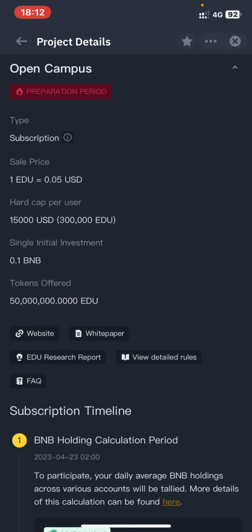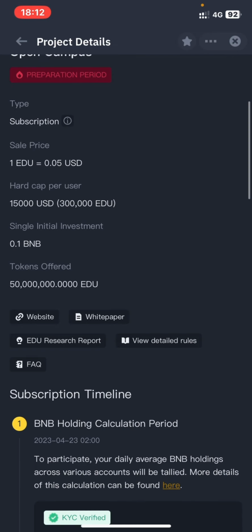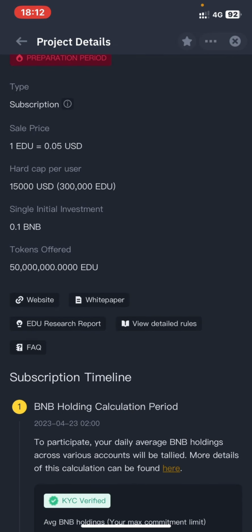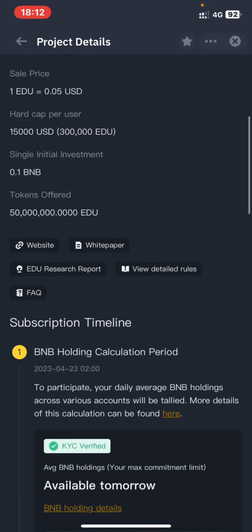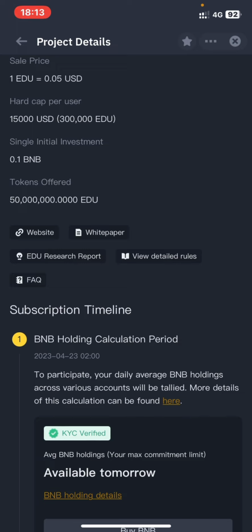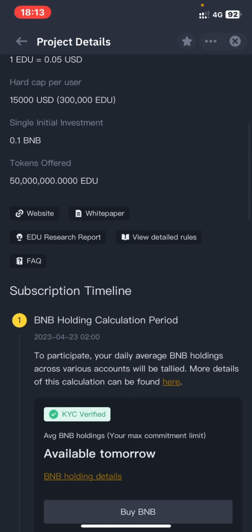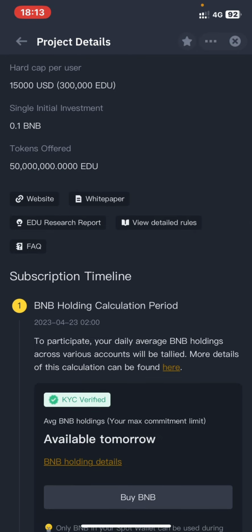Sales price, 1 EDU is 0.05 USD. Cap per user is 15,000 US dollars. That's equivalent to 300,000 EDU coins. Single initial investment: you have to have 0.1 BNB holding for you to be able to buy on this Launchpad. Tokens offered is 50 million EDU tokens. That's the amount that has been allocated by Binance for this token sale.